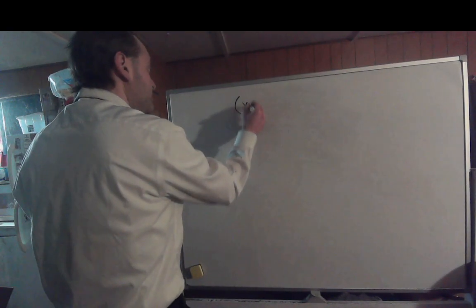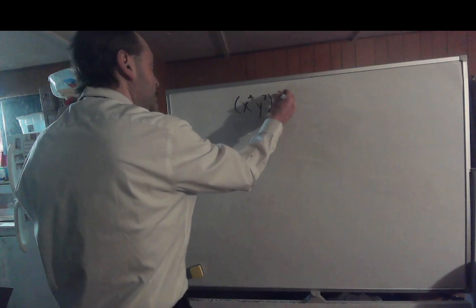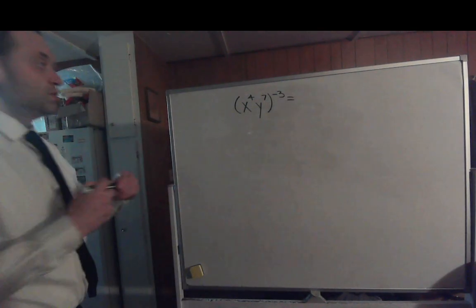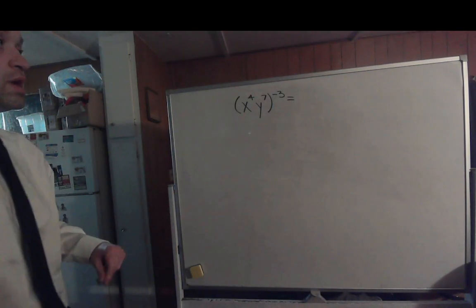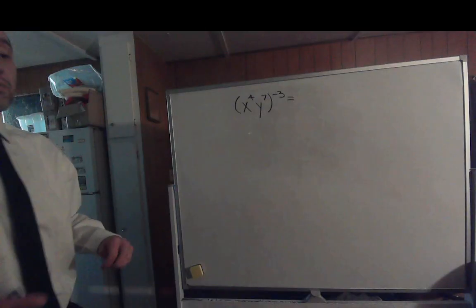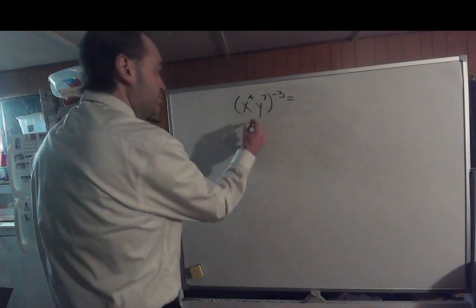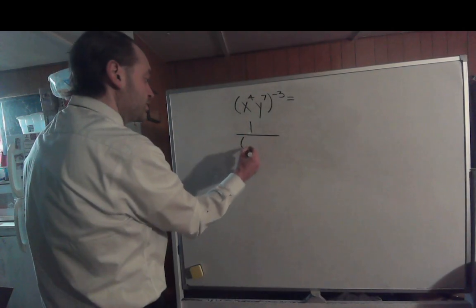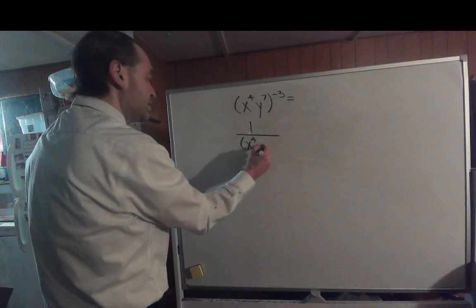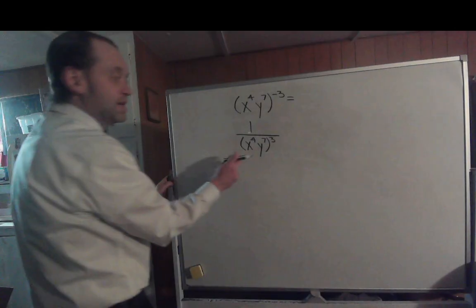Alright, so we have x to the fourth y to the seventh raised to the negative third power. So x to the fourth y to the seventh raised to the negative third power. Well, again, let's look at the overall fact that this is a negative power. So that means you're going to put 1 in the numerator and take that x to the fourth y to the seventh, and that negative 3 turns into a positive 3 in the denominator.